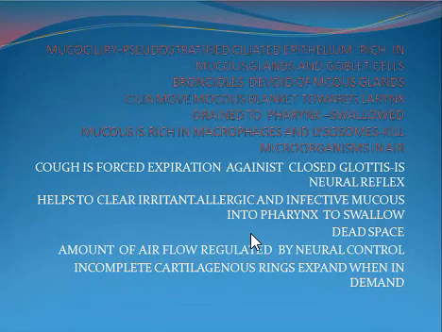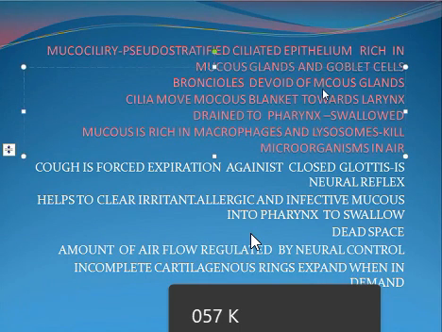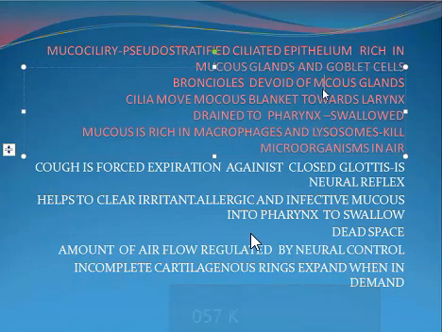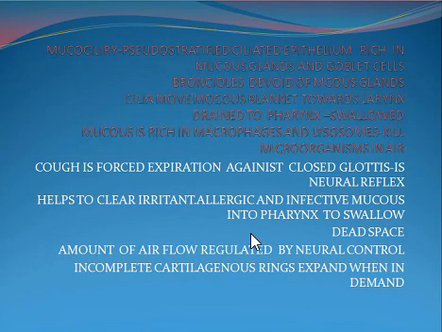Mucociliary system, you all know. These bronchi are lined with pseudostratified columnar epithelium. They are rich in mucous glands and goblet cells. Cilia move the mucous blanket towards the larynx. It is drained into the pharynx and later swallowed. Mucus is rich in macrophages and lysosomes, which are very powerful and kill the microorganisms in the air.